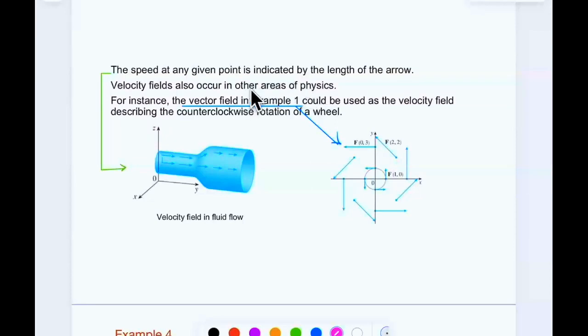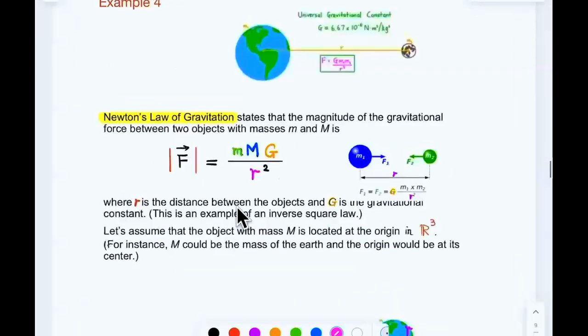Did you guys learn about the velocity field in physics? Remember in example 1, we have this velocity field like this, right? And this is another one. So these two are velocity fields. This one here can be used as a velocity field also, describing the counterclockwise rotation of the wheel. When you rotate the wheel counterclockwise, this one here can describe the velocity field. Okay, there's some physics here today.